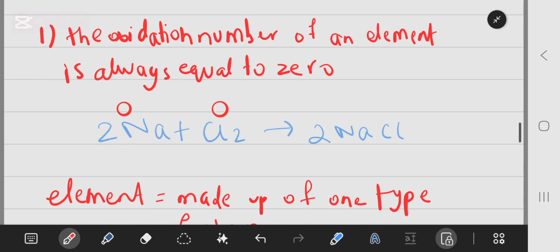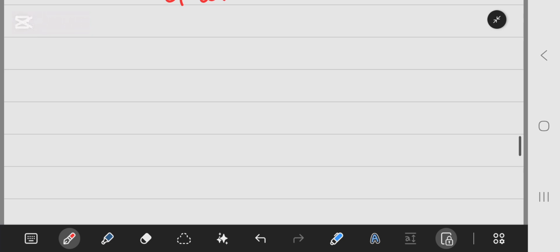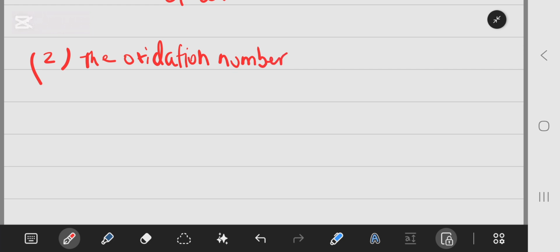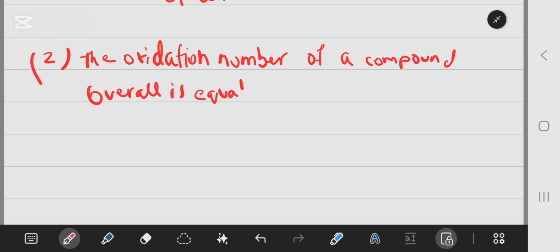So now let's move forward to the second point. The second point states that the oxidation number of a compound overall is equal to 0. So now that we're done with the elements, we are now moving on to compounds.